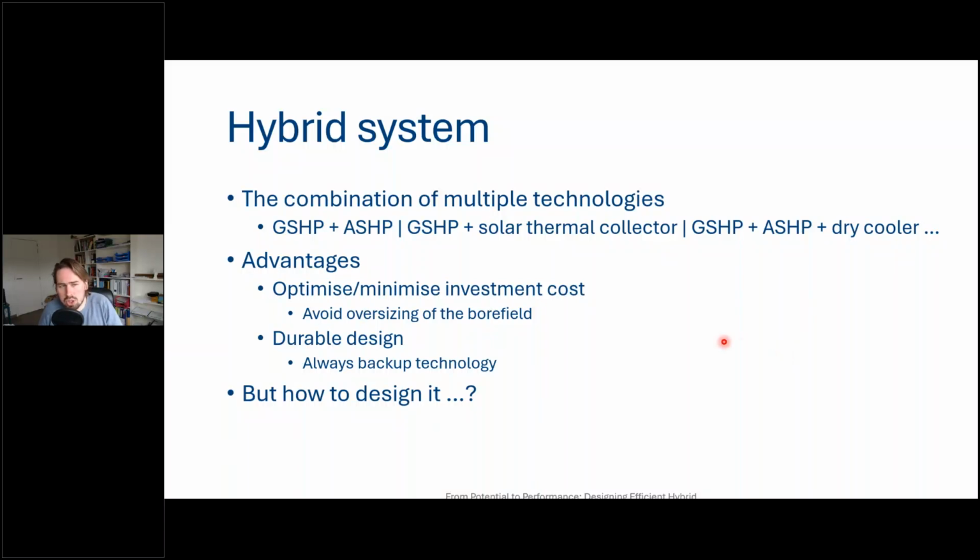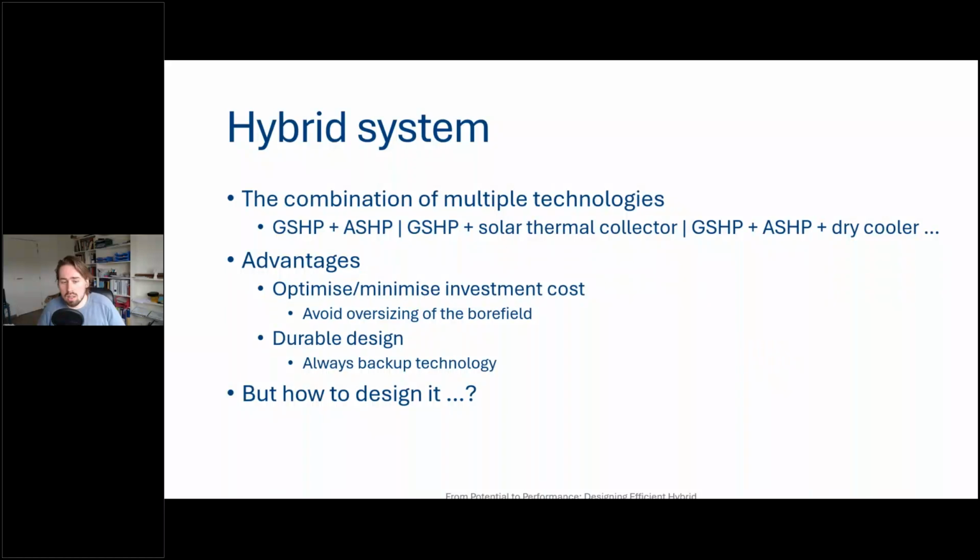So that's one advantage. Another one is durable design, so really sustainable design. Because if you're just relying on a single technology to heat and cool your building and it fails, yeah, you don't have anything else. So by having multiple technologies, you have that inherent backup technology already there, making it more durable.